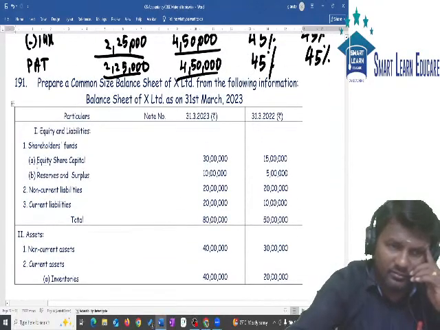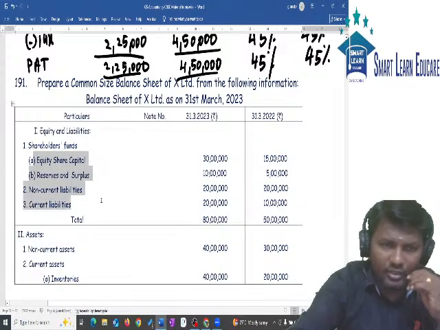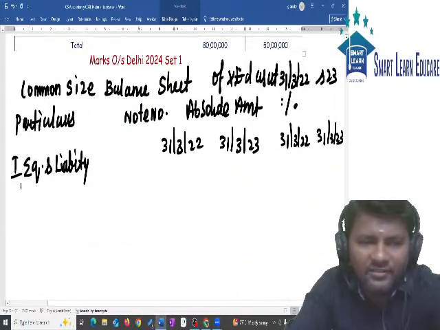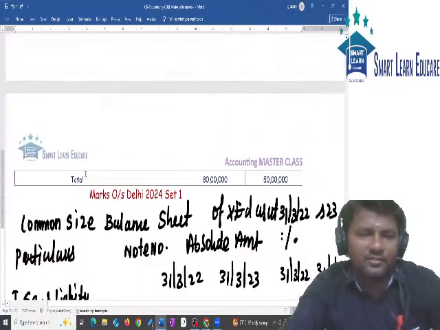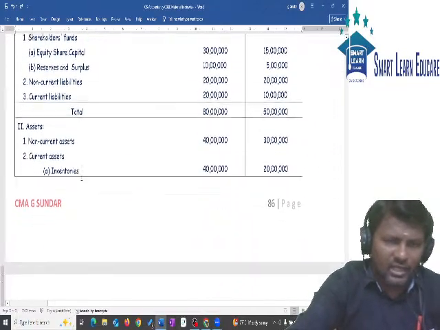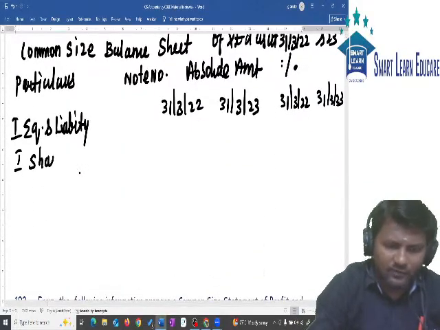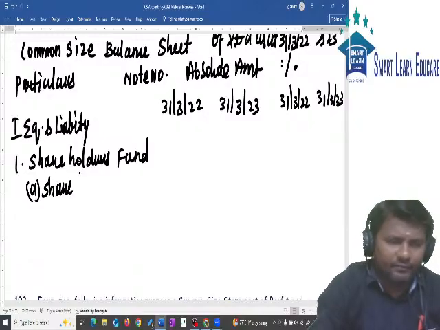What is the first one? Equity and liability, equity share capital. All these numbers you should write again. All these things you should write again. So I am just copy paste. The first one, it is shareholders fund. Equity and liability, first one, it is shareholders fund. Point number 1, shareholders fund. In that point number 1, we have first one, A, share capital.